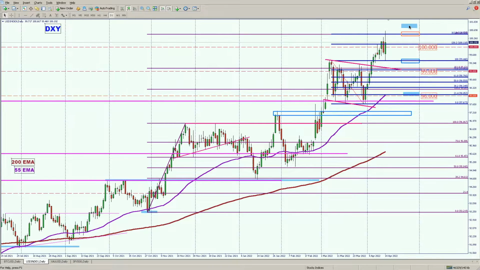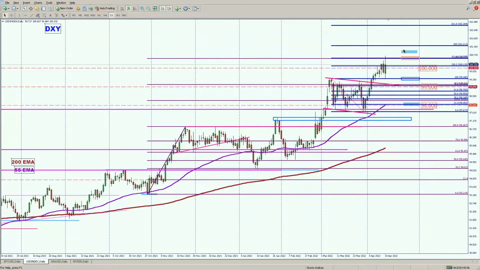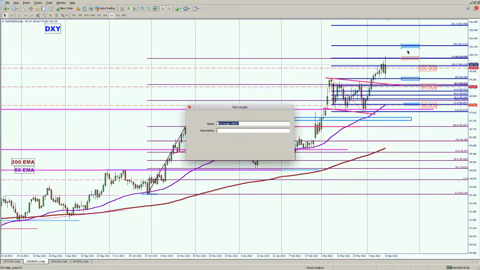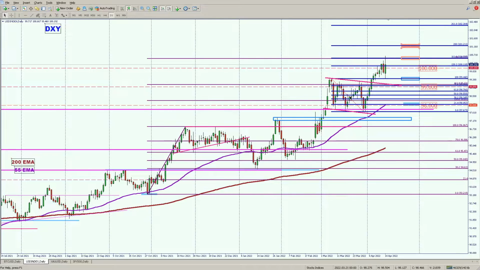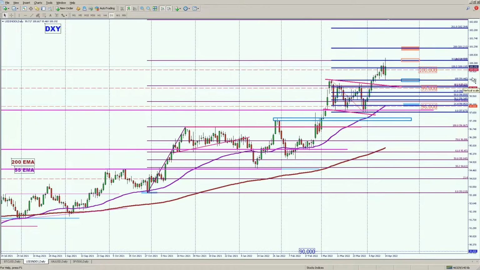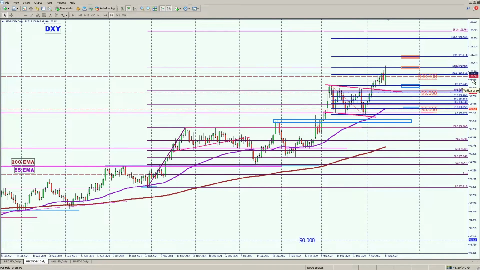Okay, and let's move this resistance up to the 200 fib extension. That's going to be at 101.21. That may be the next target zone.